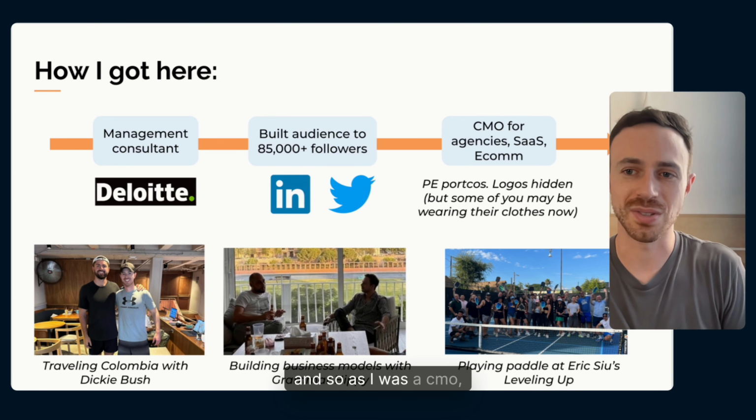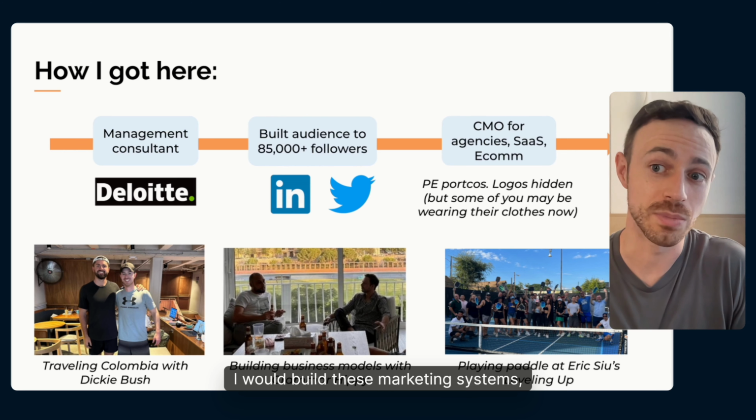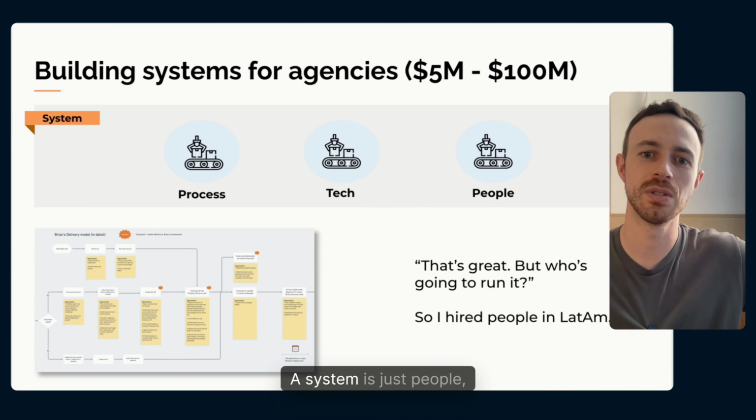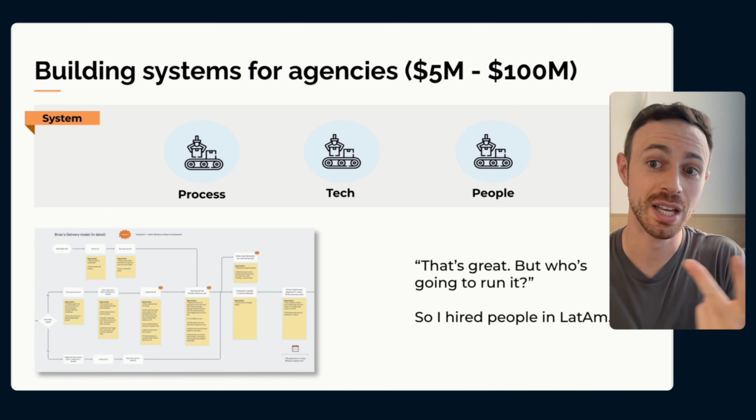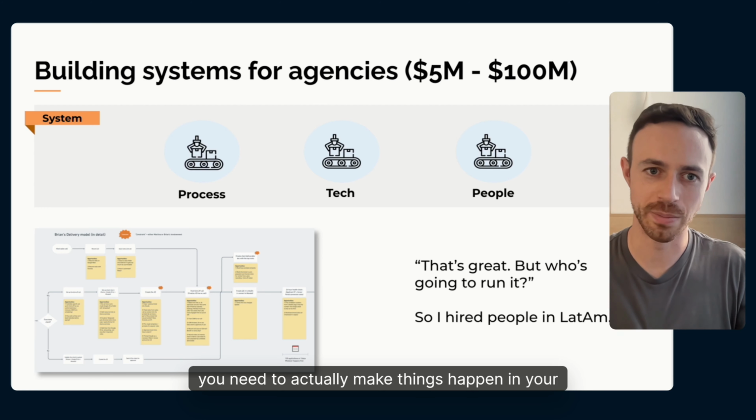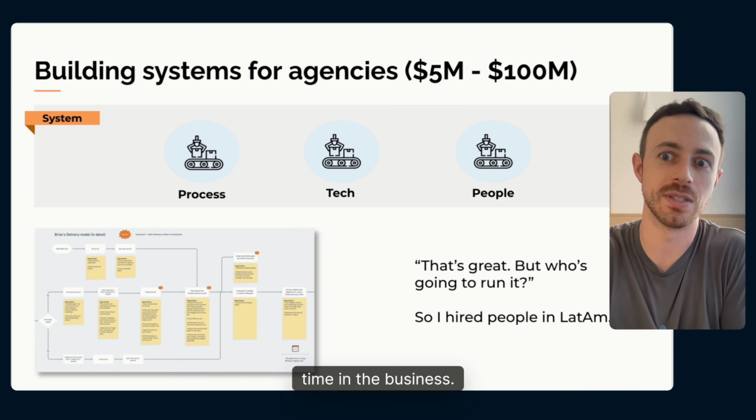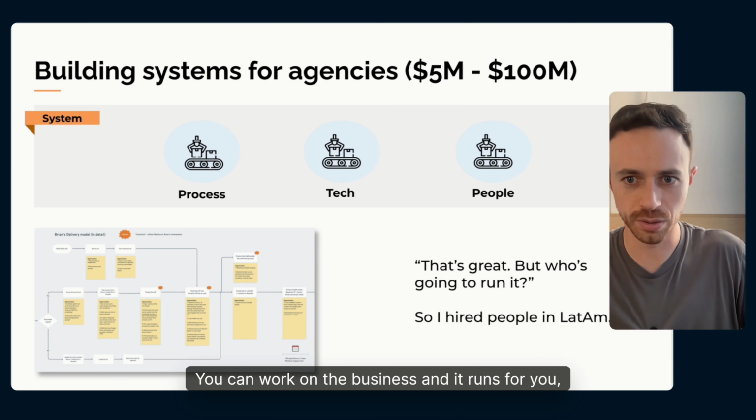And so as I was a CMO, I would build these marketing systems, right? So what's a system? A system is just people, processes, and technology that you need to actually make things happen in your business so that you don't have to spend all your time in the business, you can work on the business and it runs for you, right?